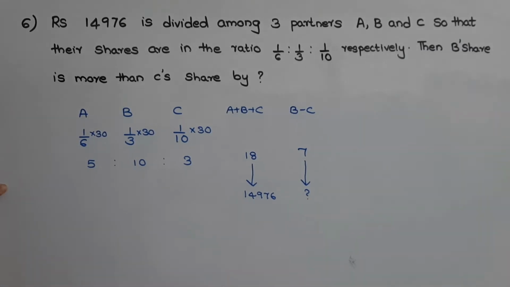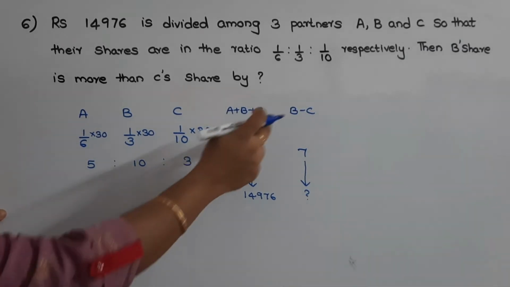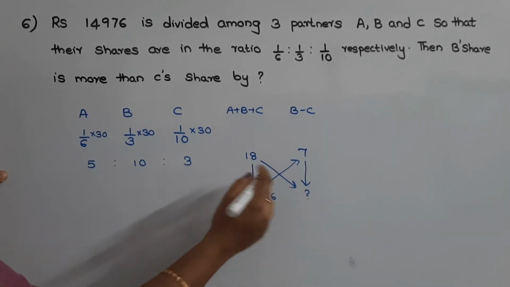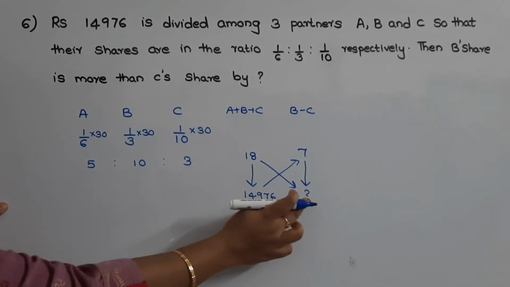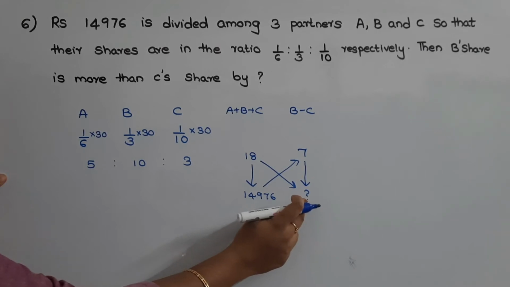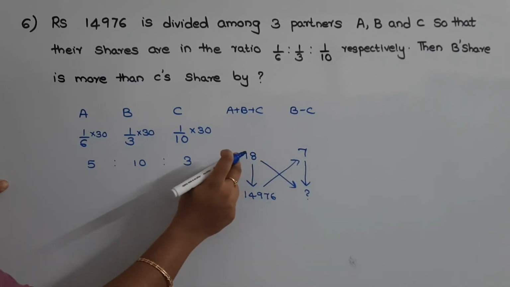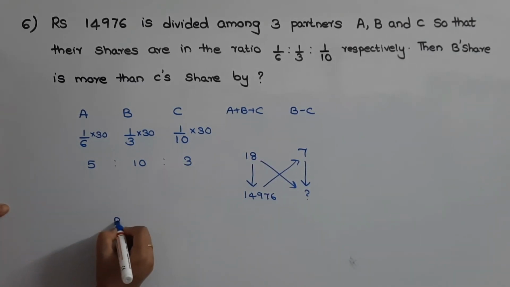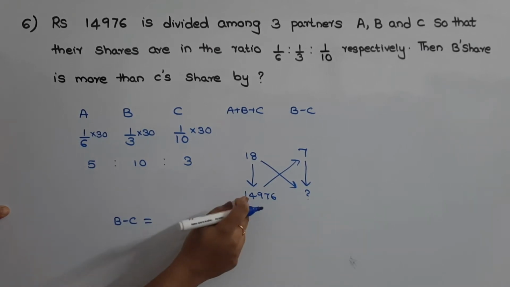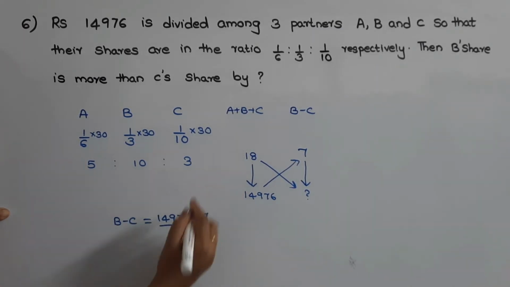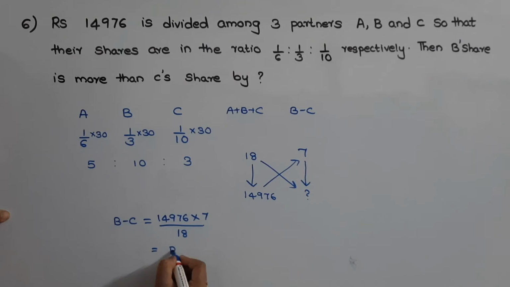On finding this value, we will get the difference between the shares of B and C. This value can be found out by cross multiplying, since these both are directly proportional to each other. So this value will be equal to 14,976 into 7 divided by this 18. So the difference between the shares of B and C will be equal to 14,976 into 7 divided by 18. On solving this, you will get the answer as rupees 5,824. Okay, so this is the answer.